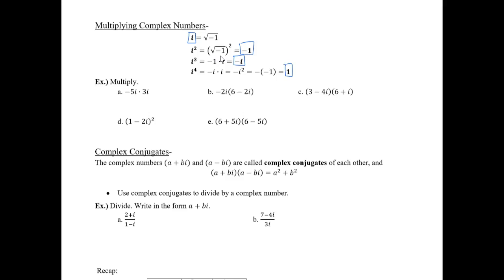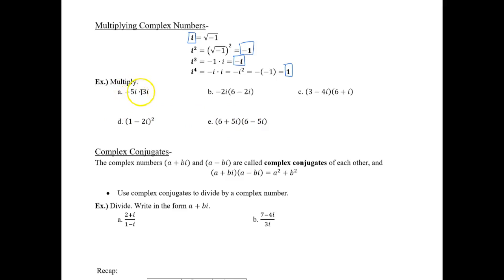So we need to know that whenever we're multiplying here, we can only get 4 answers with i's. It's either i, negative 1, negative i, or 1. I shouldn't have any i squareds in my answers. I shouldn't have any i cubeds or i to the fourths. These are the only 4 possibilities. Alright, let's go ahead and multiply.